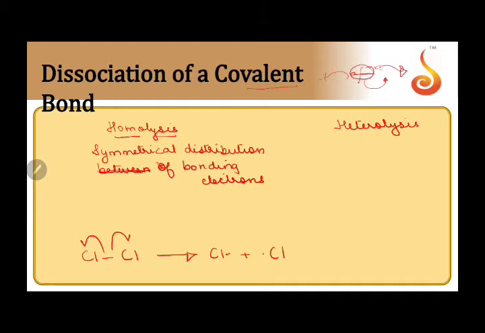These species which are obtained are highly reactive, but they are not charged, they are uncharged species. These species are called free radicals. So, in homolysis, uncharged species are obtained.